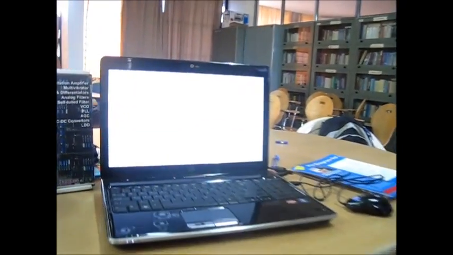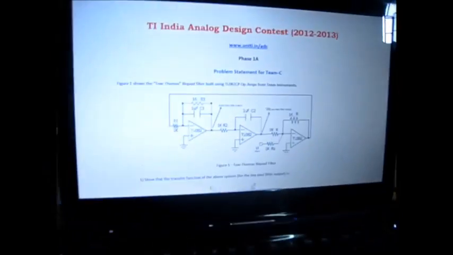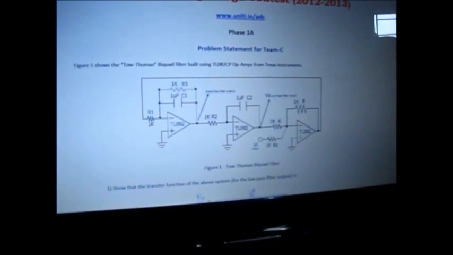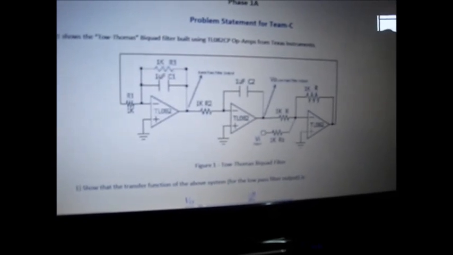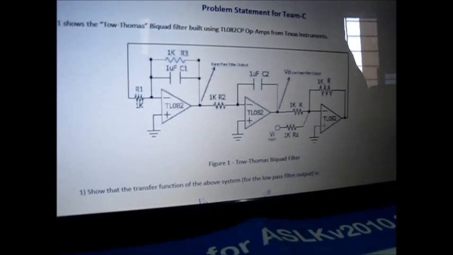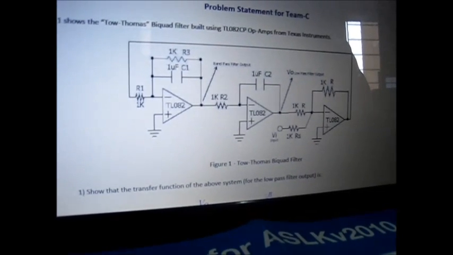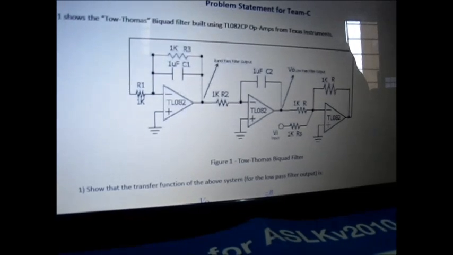Currently the contest is in its phase 1A, wherein every team has been given a problem statement. Our problem statement is as follows. We have to implement a Taub-Thomas bi-quad filter using TL082 op-amp IC from Texas Instruments. The first part of the problem statement is to implement a Taub-Thomas low-pass filter.